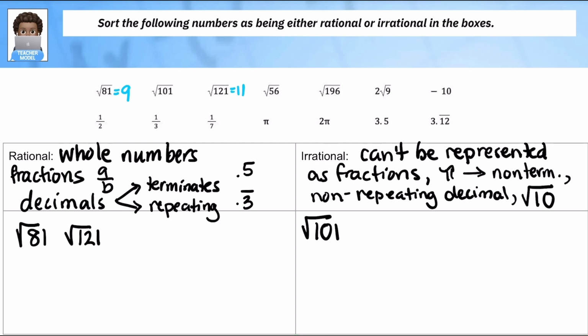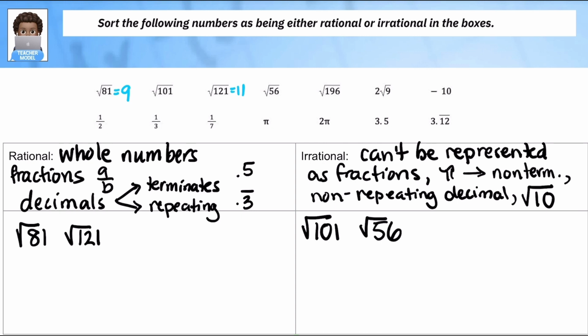Ooh, 56. Think about your squares again. So if I'm counting 36, let's see, 4 times 4, 5, 6 times 6 is 36, 49. After 49 is 64, so no. 56 is between those two, so square root of 56 doesn't work.